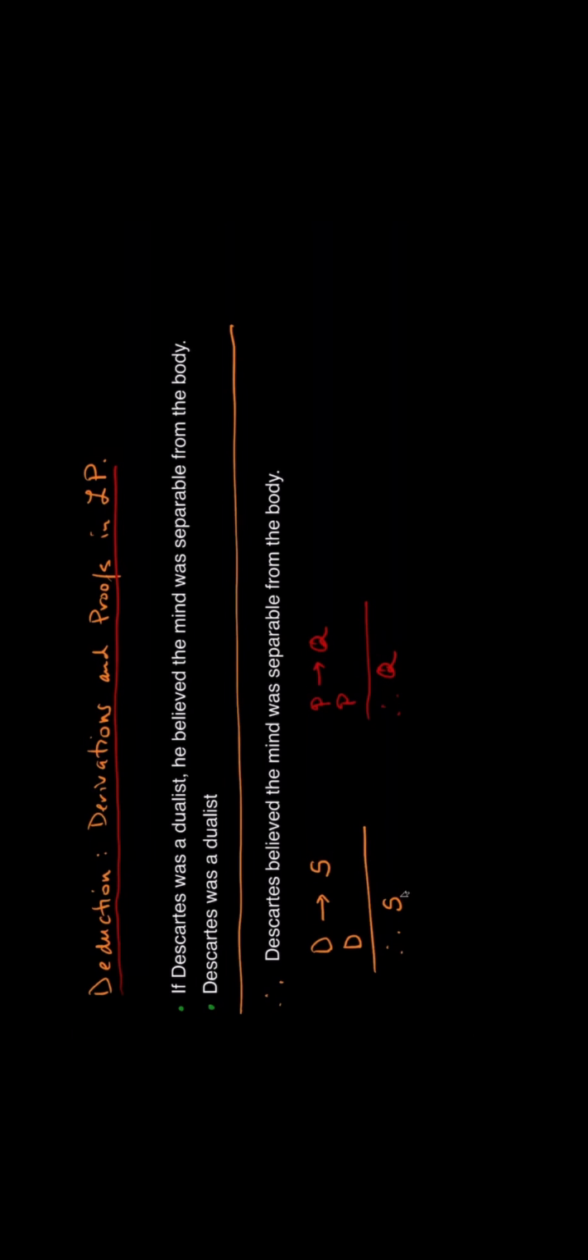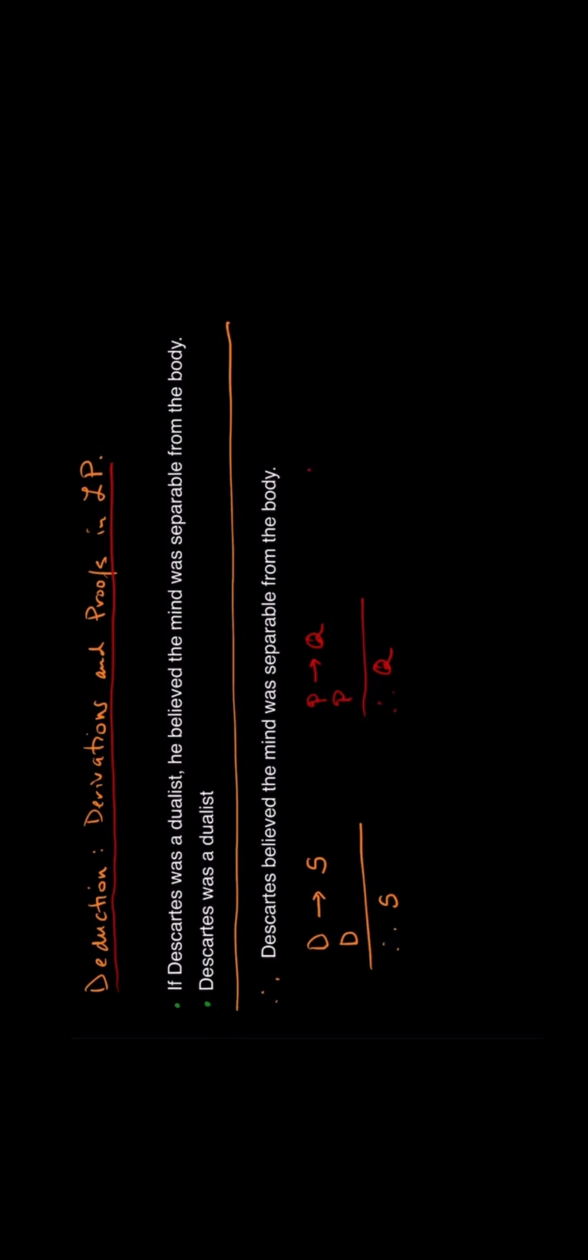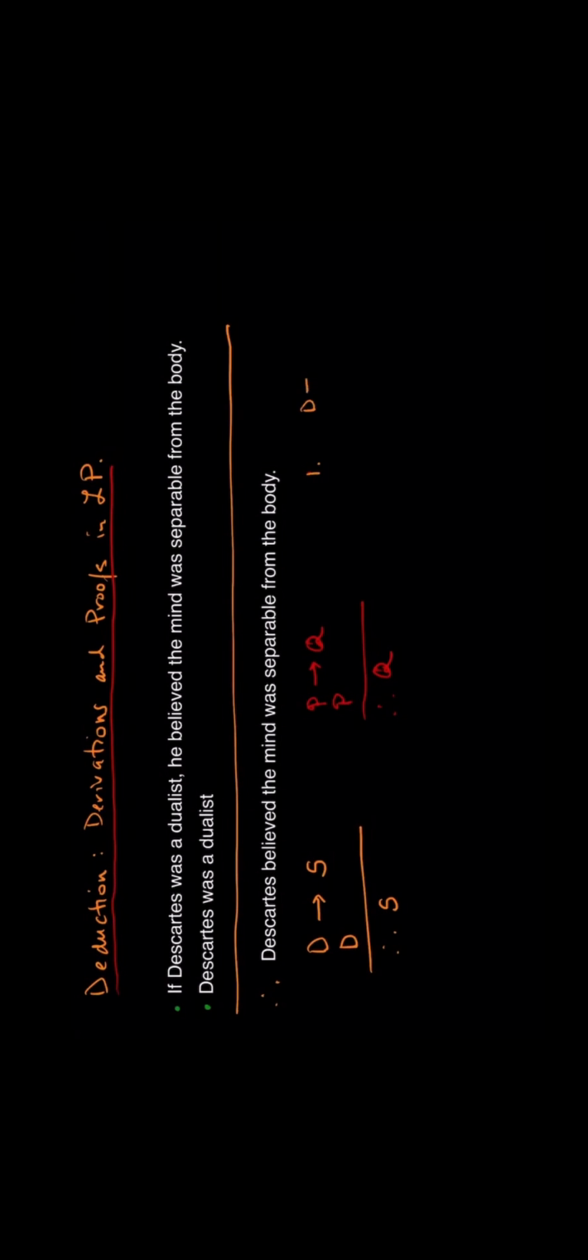But if we wanted to emphasize that the conclusion S is a logical consequence of the premises, we might do it by writing it out like this. I would first start by numbering my lines. I want to write the premise D arrow S and the premise D. And then I would want to say that I inferred the sentence S from lines 1 and 2. So I could write it like this, and then I would add a little bit more notation here.